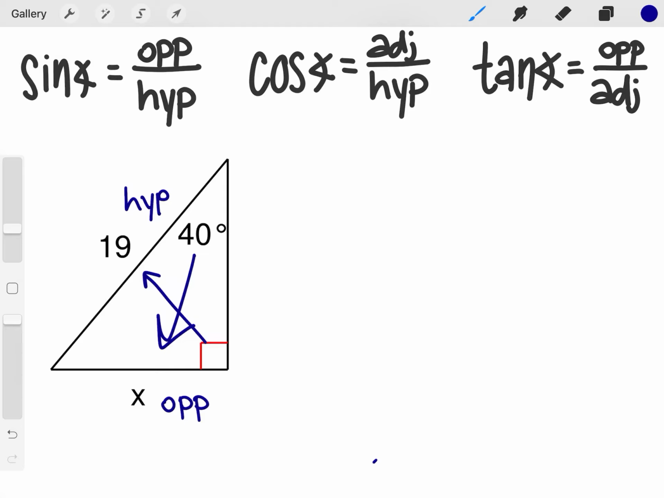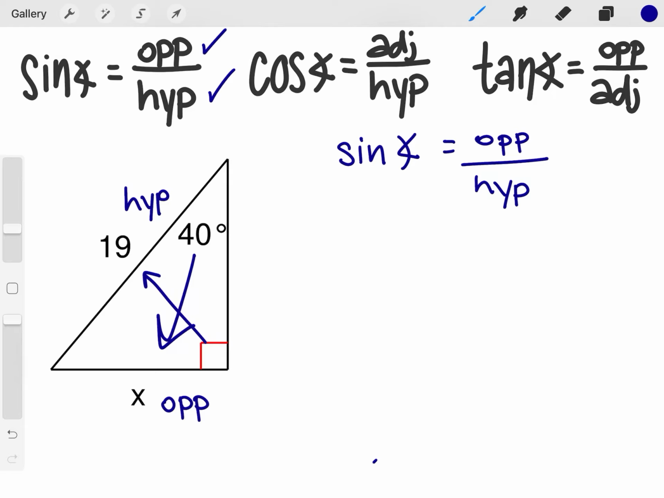So then I'm going to look at each of our 3 trig functions, remember my mnemonic device, and ask myself which trig function uses the opposite side and the hypotenuse. Well, when I look at these 3, I see that sine uses the opposite side and the hypotenuse. So that's the one that we're going to use here. So I'm going to just rewrite it to start, but you don't have to do this every time. The sine of the angle equals the opposite side divided by the hypotenuse.